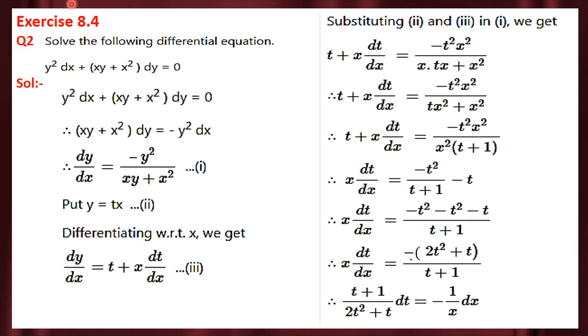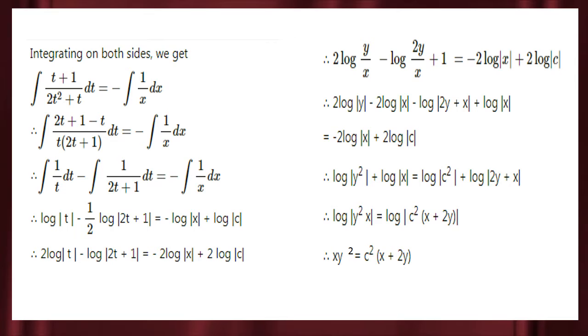Now we will integrate both sides. That is, integral t plus 1 upon 2t square plus t dt is equal to minus of integral 1 upon x dx. Now we will just adjust the numerator. Now 2t plus 1 minus t. 2t minus t is t itself. So 2t plus 1 minus t upon t is common in the denominator, so taken out. t into 2t plus 1 dt is equal to minus of integral 1 upon x dx.